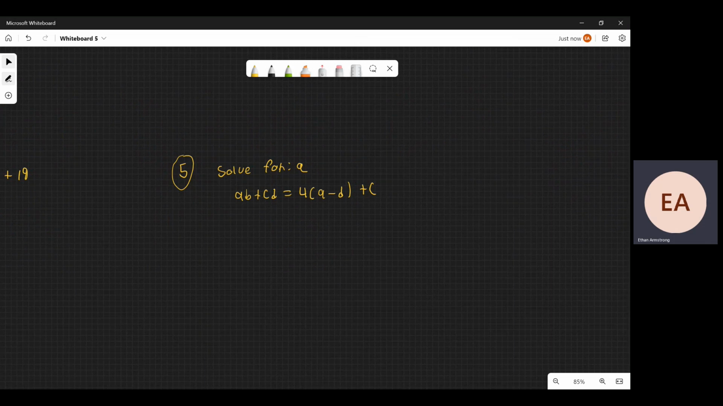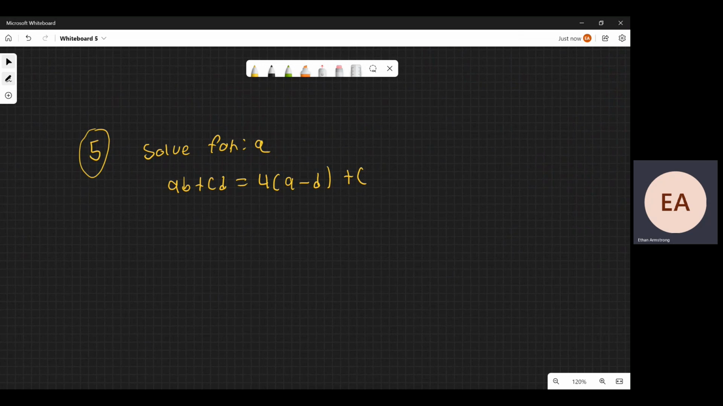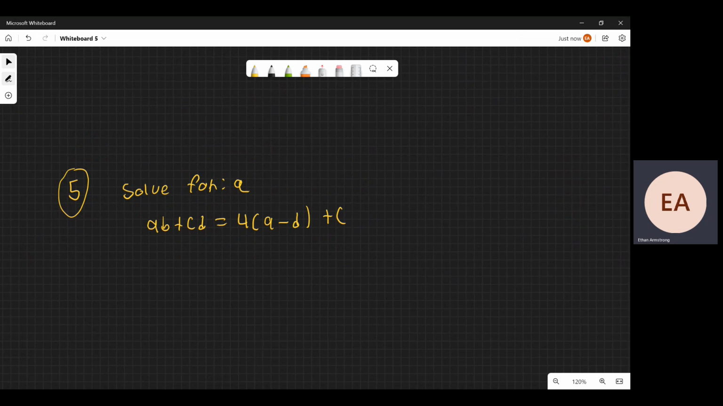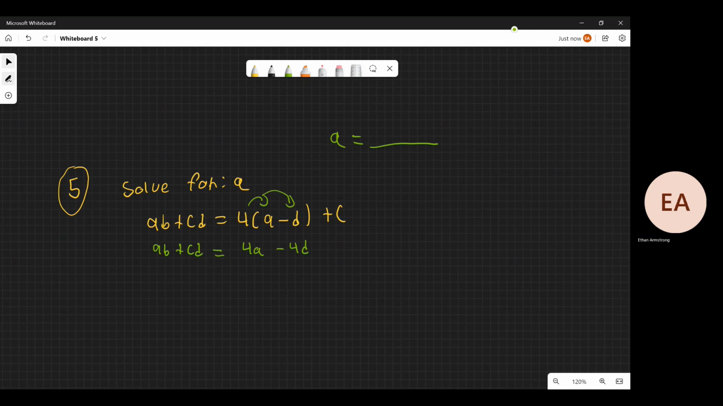This example is a little bit unique. We have multiple variables, and we're trying to solve for a. So we want to have this in terms of a, so a equals blank in terms of the other variables. So the first step I would do, I'm going to expand out this bracket. So we have AB plus CD equals 4A minus 4D plus C.